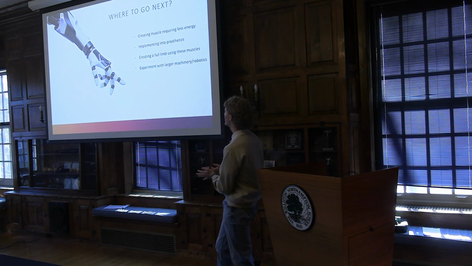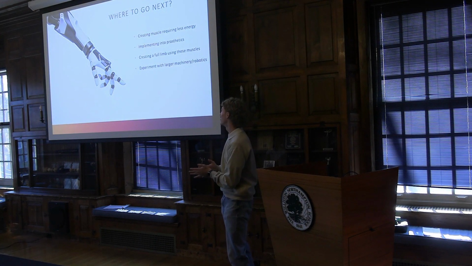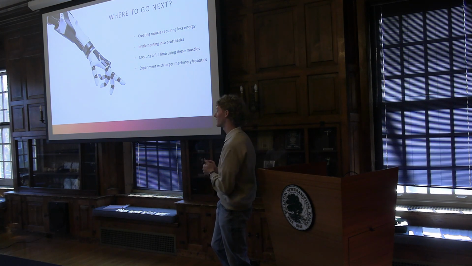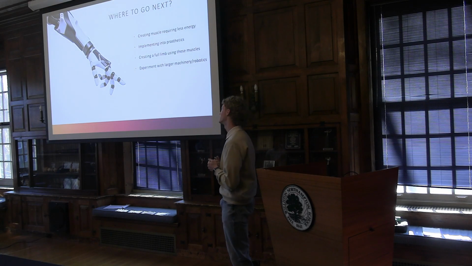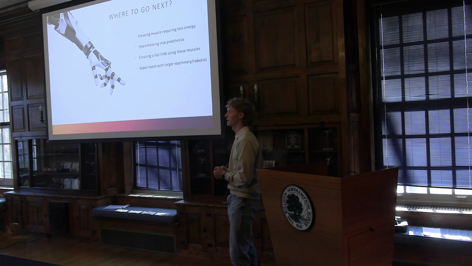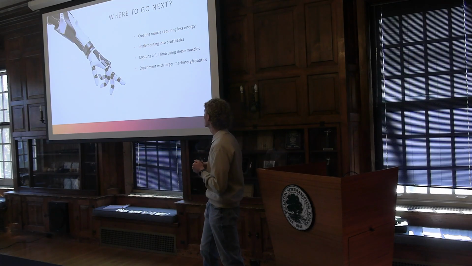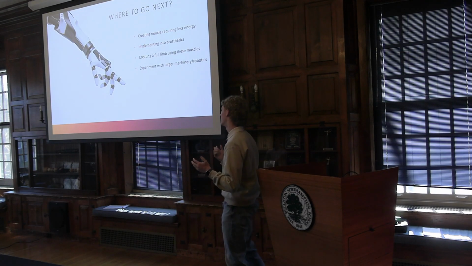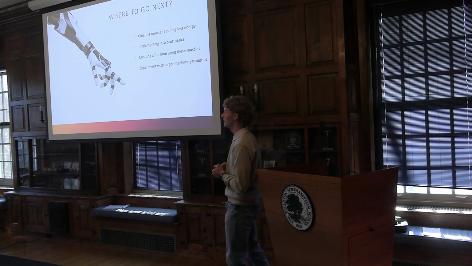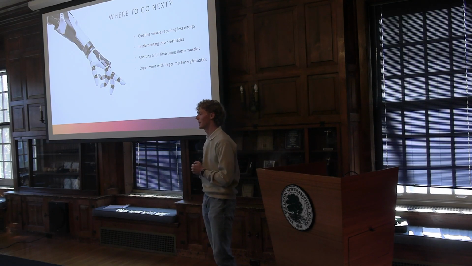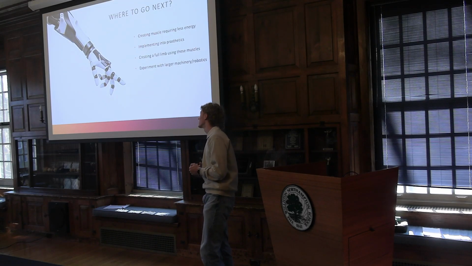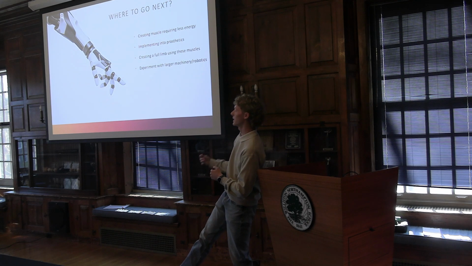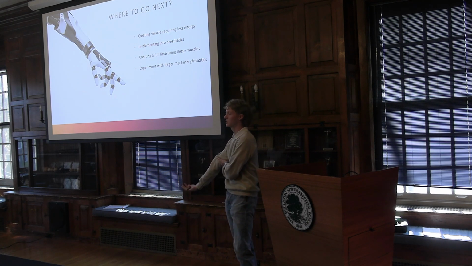So where to go next from this? I'd like to create the muscle requiring a lot less energy. That way it can be safer and a lot easier, which I didn't really go into on this, but I think it would be really, really helpful. I'd also like to implement this into prosthetics because I haven't had any experience with that. So I'd like to work with someone who has a lot more experience with that. I'd also like to create a full limb using these muscles because right now I just had 2 muscles, which isn't actually how a human arm functions.